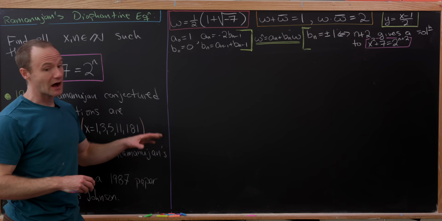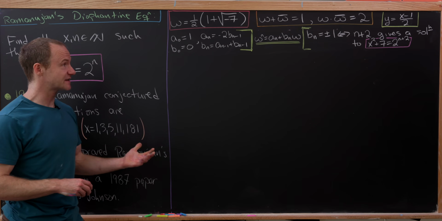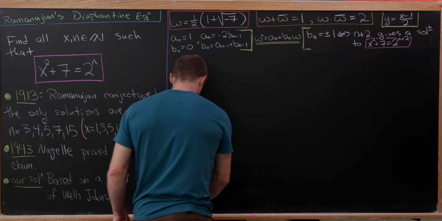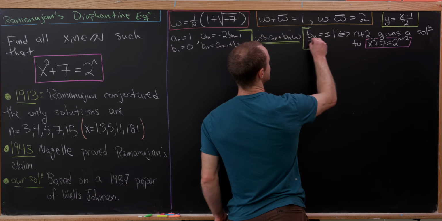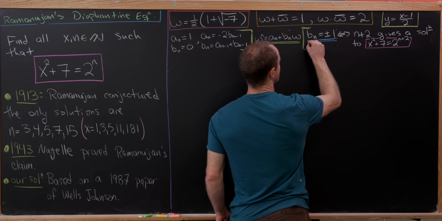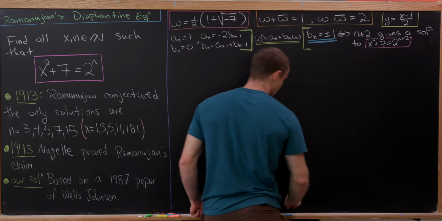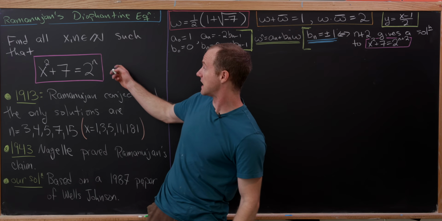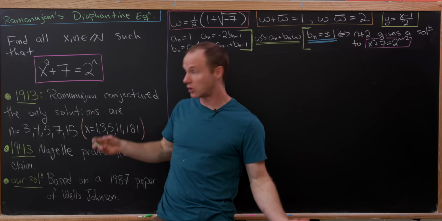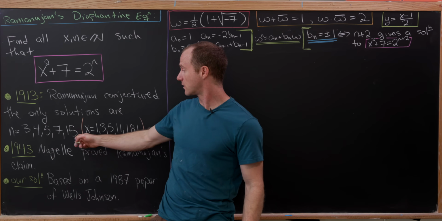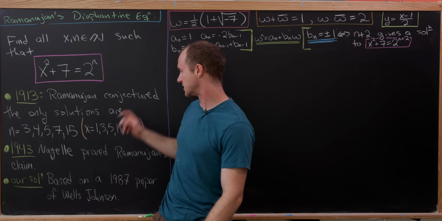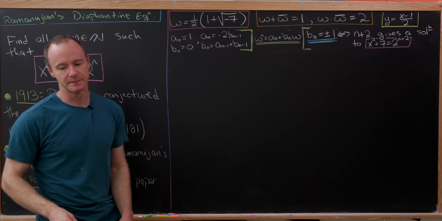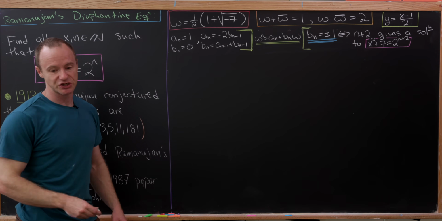Okay, so now what we'll do is classify all of the values of n that make this occur. And if we can classify all the values of n that make that occur, then we have all the values of n that make this equation solvable. And hopefully it'll be the same list that Ramanujan conjectured and people proved in the end. Okay, so let's get to it.